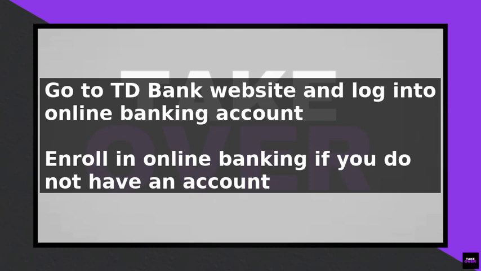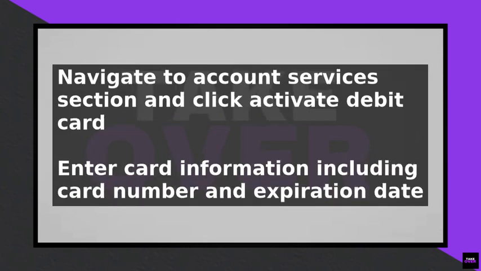Once logged in, navigate to the Account Services or Card Services section. Look for the option to activate your debit card and click on it. You will be prompted to enter your card information, including the card number, expiration date, and security code. Enter the required information and click Continue.